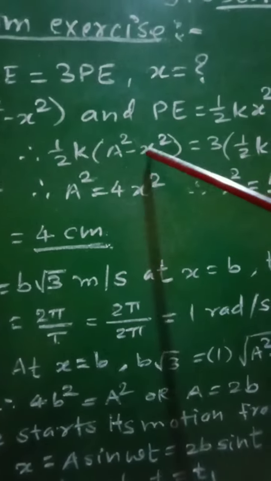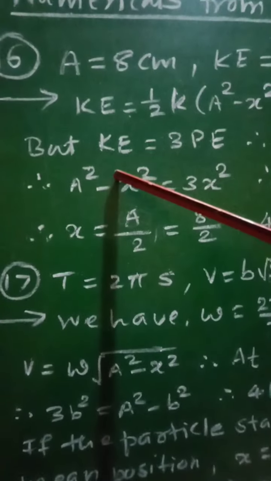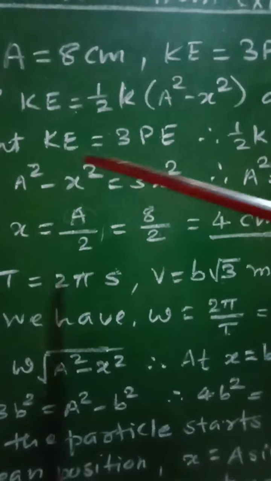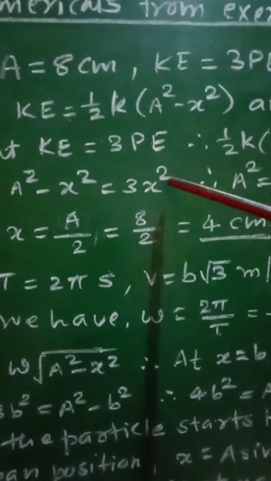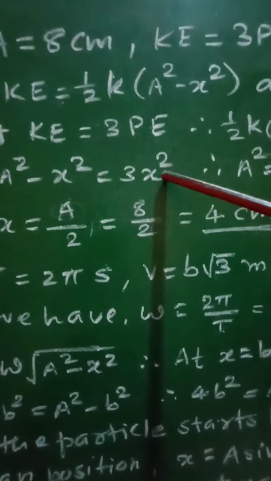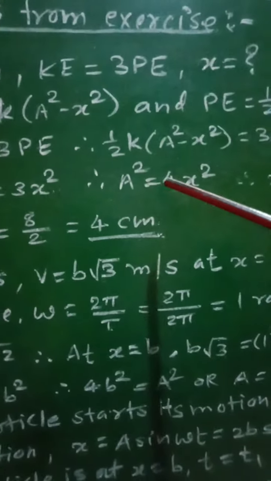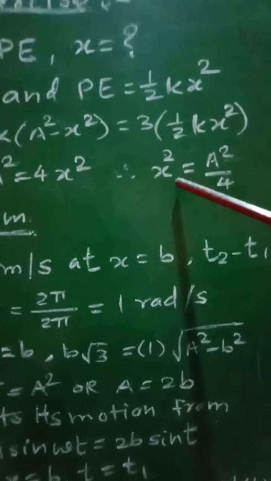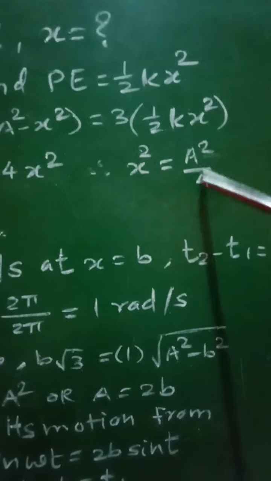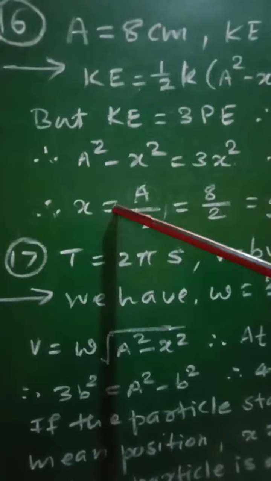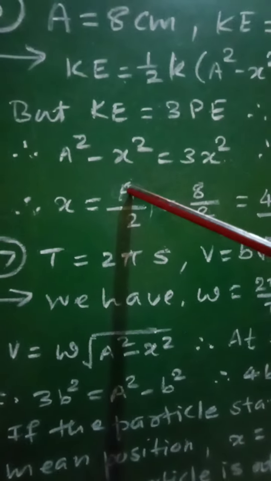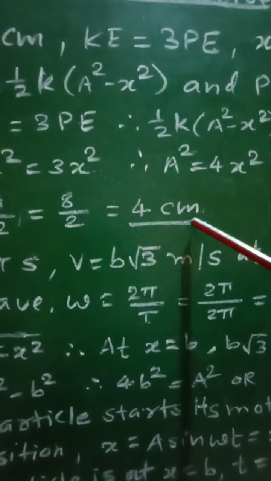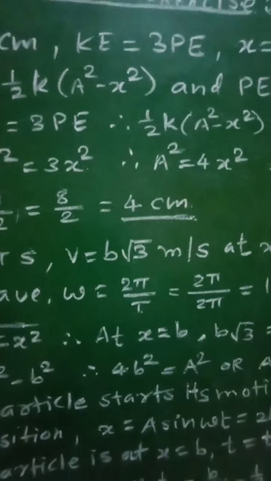Half k will get cancelled on both sides, and therefore we will get a square minus x square equal to 3x square. Minus x square will be shifted towards the right, therefore it will become plus x square. So 3x square plus x square will be 4x square, and therefore we get a square equal to 4x square. From this, x square will be equal to a square by 4. Taking the square root, x is equal to a by 2, but a is equal to 8, and therefore x is equal to 8 by 2, that will be equal to 4 centimeter, the required answer.